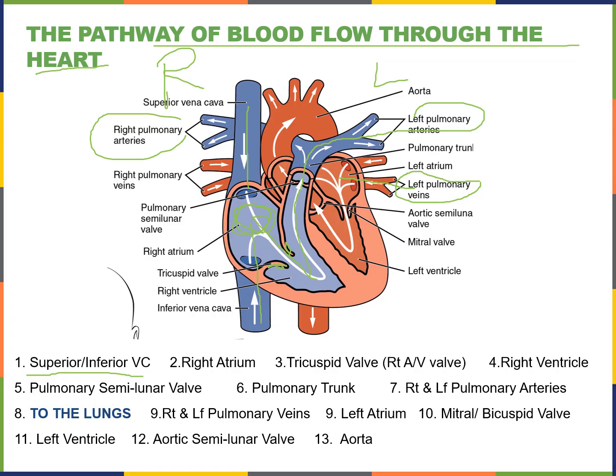Again, the blood has to flow past the mitral valve, or it's also called the bicuspid valve, from the left atrium into the left ventricle with its really thick wall here. From the left ventricle, when the ventricle contracts, blood will go into the aorta. To go into the aorta, it has to pass the aortic semilunar valve.